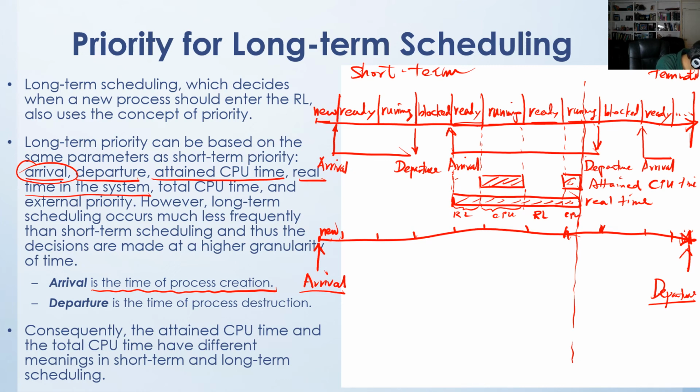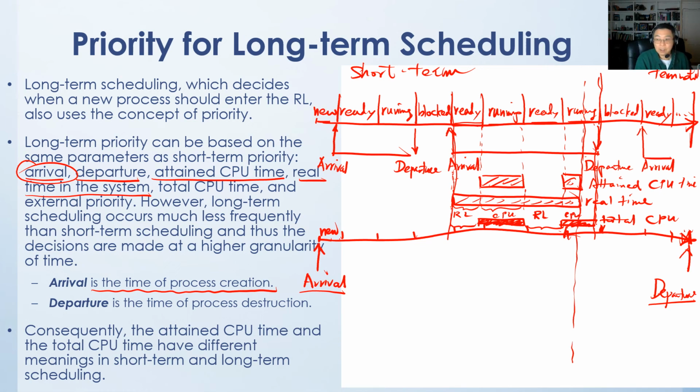And then what's the total CPU time? It counts from the arrival to the departure. So the total CPU time is this and also this. Okay, so that's a departure and that's arrival. So now the other one is real time, in the ready list and the time in the CPU. Okay, so that's the total CPU time.